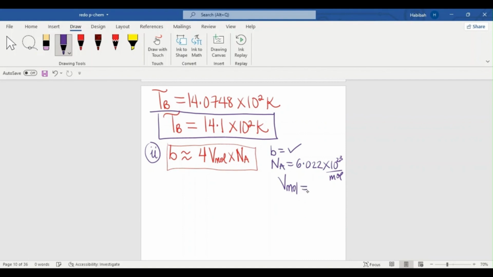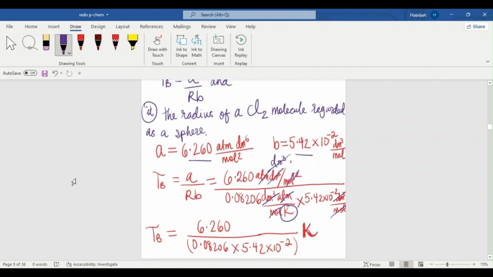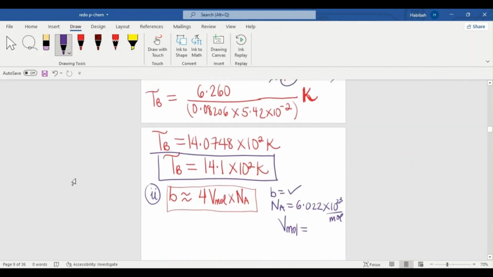Well, the volume of the molecule, going back to our question, we see that we're told that the radius of the chlorine gas molecule is regarded as a sphere. Well, the volume of a sphere is simply 4/3 pi r cubed. So we know all of this information. That is basically what is necessary. And of course, we have the value for 4. So let's just write out everything. So writing out everything, we see that B is going to be equal to 4, okay, times 4/3 pi r cubed, okay, times Na.